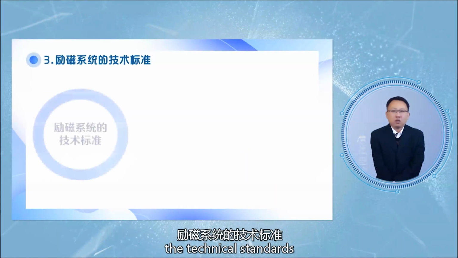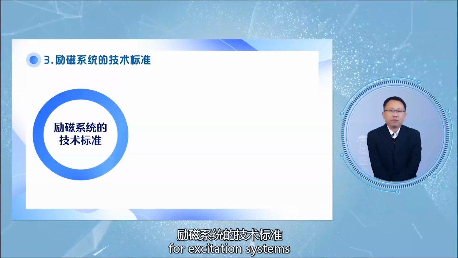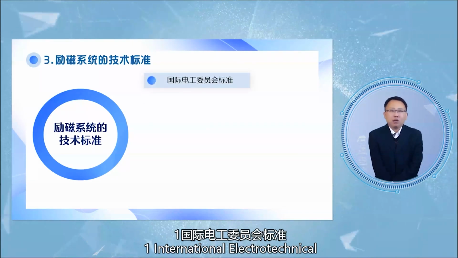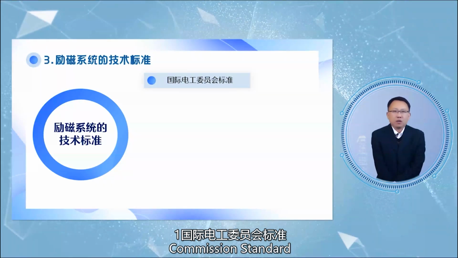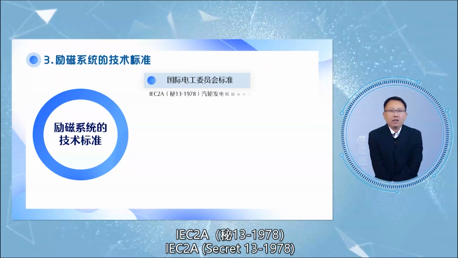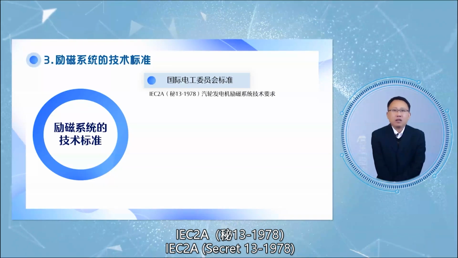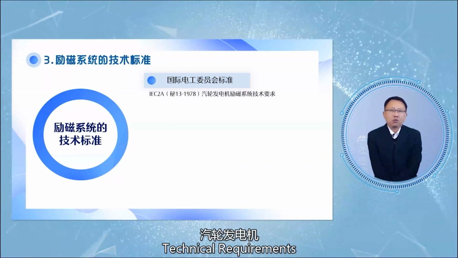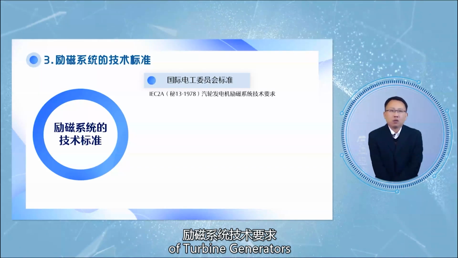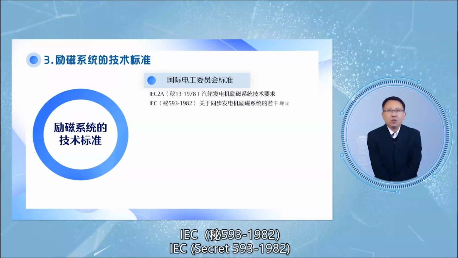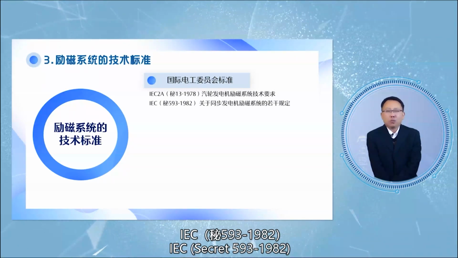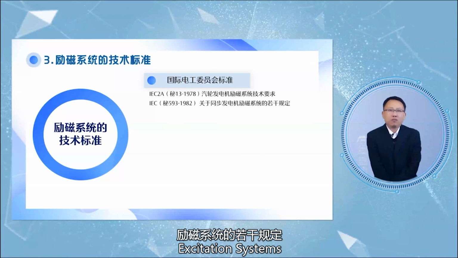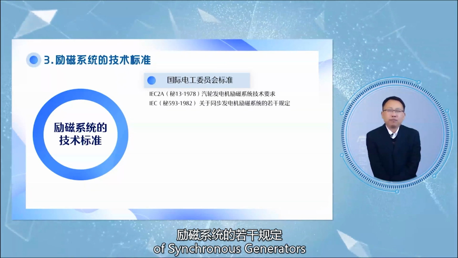The third part is the technical standards for excitation systems. First, International Electrotechnical Commission standards: IEC 34-16-1 1978, Technical Requirements for Excitation Systems of Turbine Generators; IEC 34-16-2 1982, Certain Provisions on Excitation Systems of Synchronous Generators.